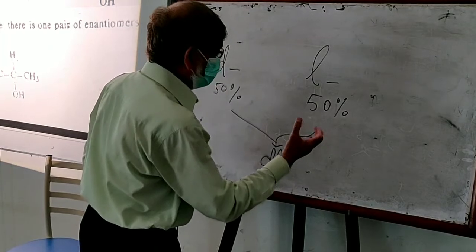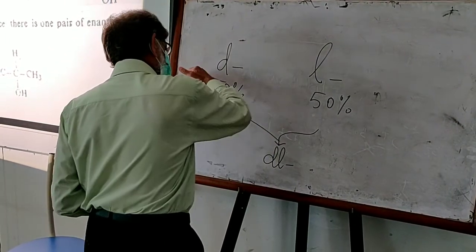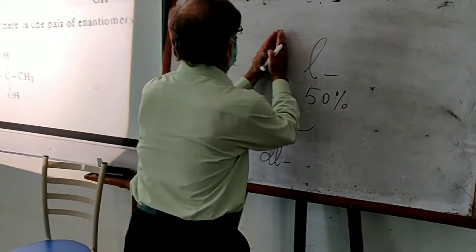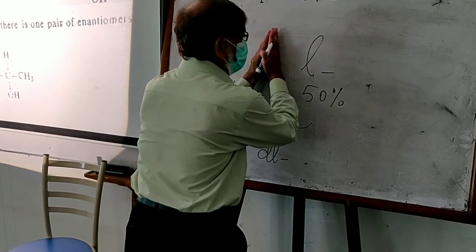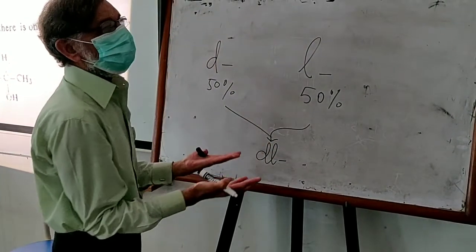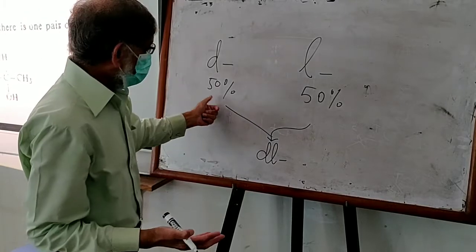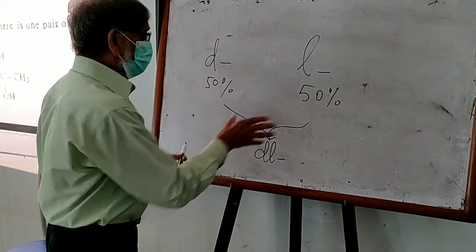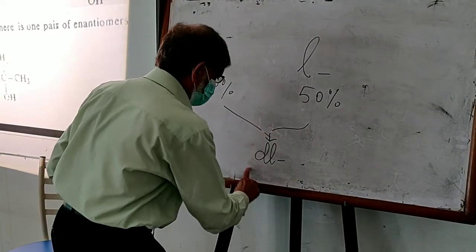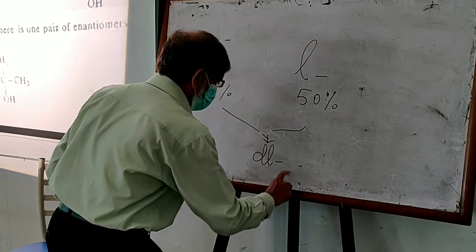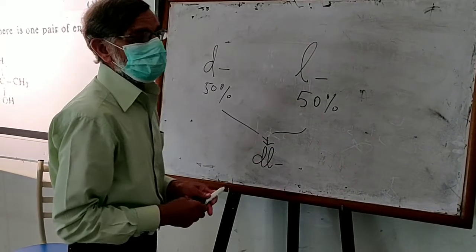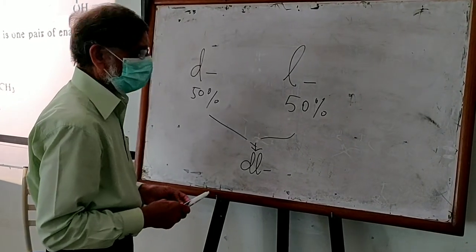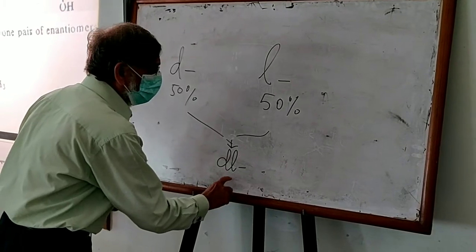When the DL mixture is there, one is moving 50% this way, one is moving 50% towards this way. When they both combine, they come to a point which is the central point. That means this compound, which was previously in the D form and separately in the L form, was optically active. When they mix together, they reach the conclusion that they are now a DL mixture. This is called a racemic mixture, or racemate, and this is an optically inactive form.